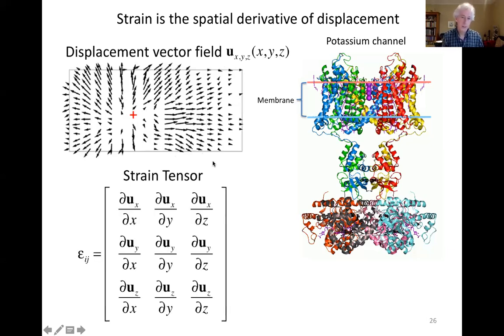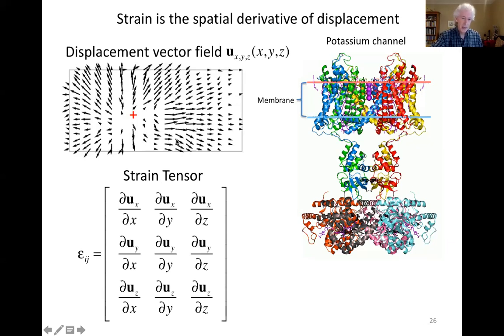What we want to do is compute how that displacement vector field changes over space, compute the spatial derivative. I'm not really going to be analyzing this. I'm just going to be stating what the object is that is likely to be important. And that's the strain field, which is effectively a tensor field. So there are different ways to measure strain. This is the infinitesimal strain tensor.